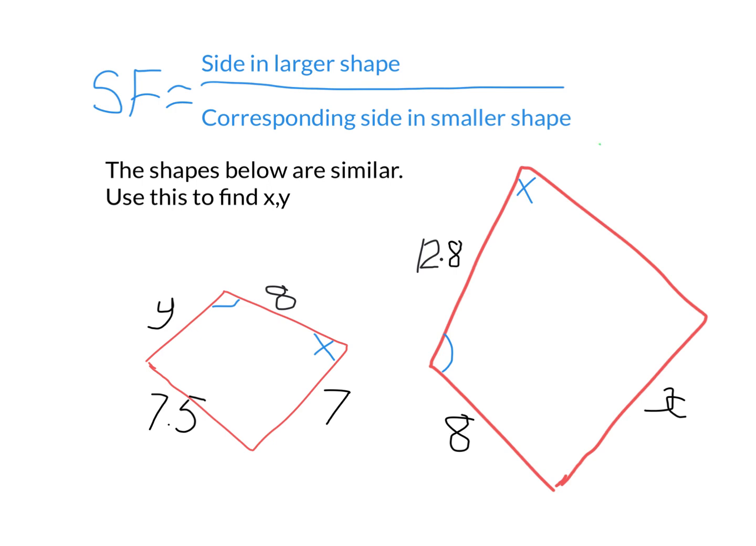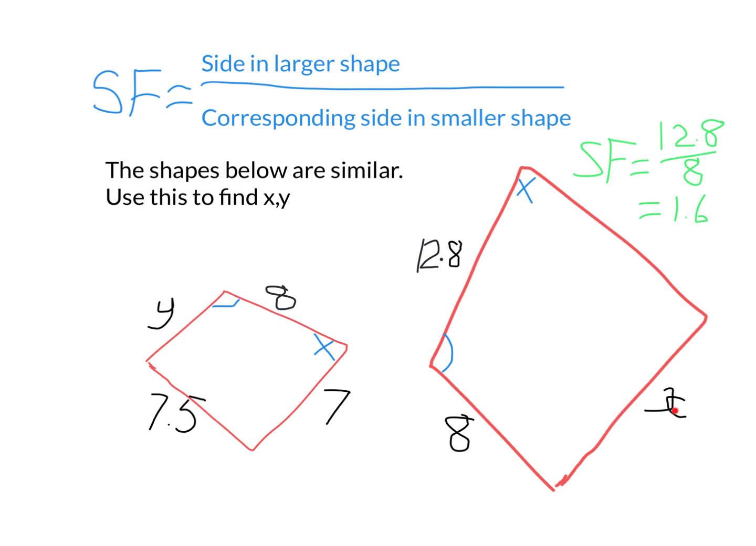That's really helpful because it allows us to figure out the scale factor: the side in the larger shape divided by the corresponding side in the smaller shape. So if you put that on your calculator, you get 1.6. That means that sides in this shape are 1.6 times as long as their corresponding sides in this shape. So let's go through and find what x and y are.